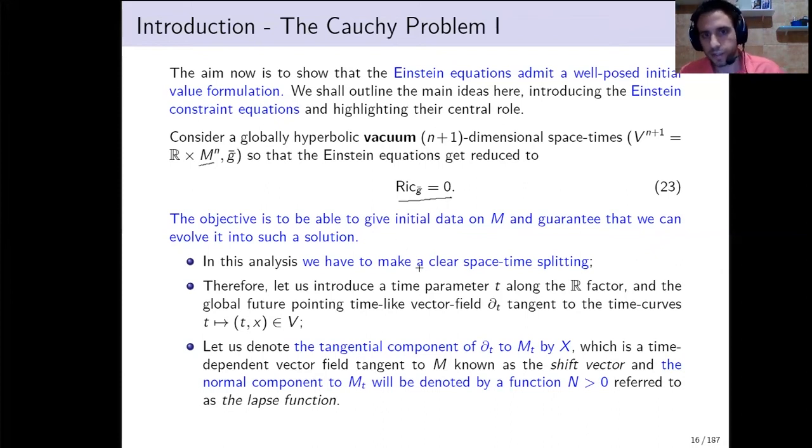In this analysis, we are going to have to make a clear spacetime splitting, and therefore we introduce a parameter along the R factor that is associated with time, and we consider the global future pointing time-like vector field given by dt here that is tangent to these curves. And we split this vector field into its parallel and orthogonal components to M. And the parallel one is going to be denoted by X, and it is referred to as the shift vector. And the normal component to M is denoted by the function N. It's going to be a positive function, and it's referred to as the lapse function. Okay.